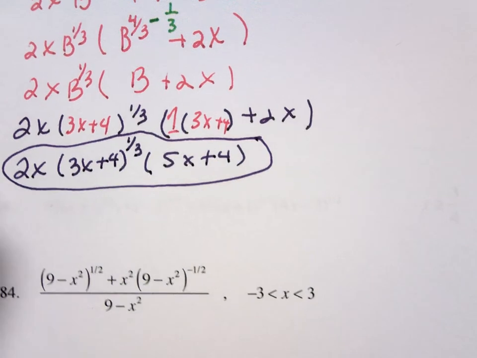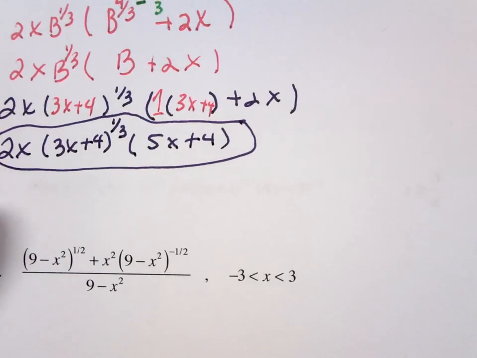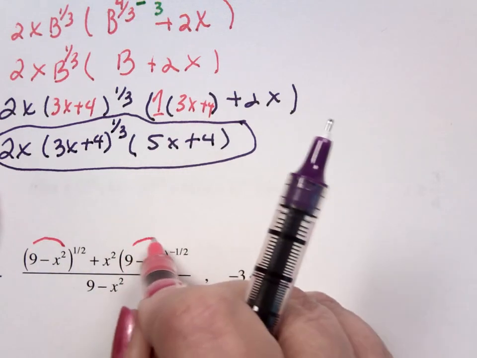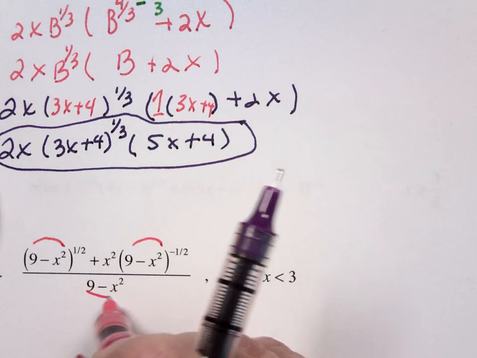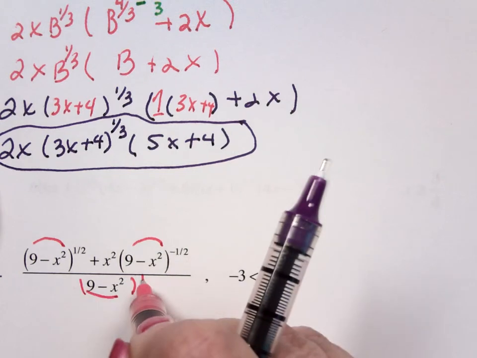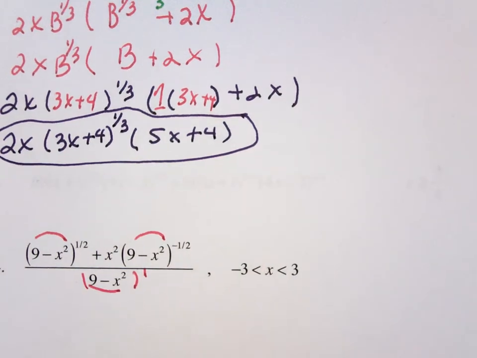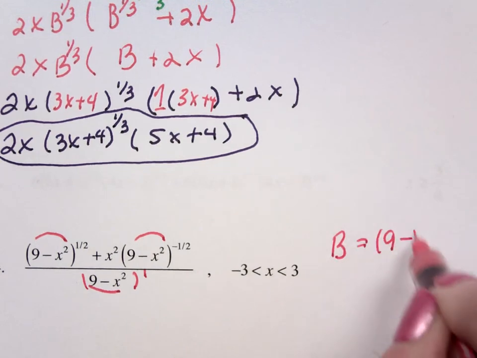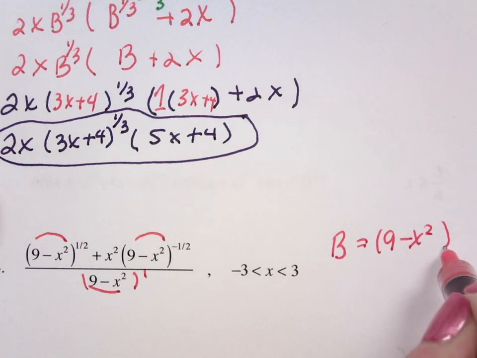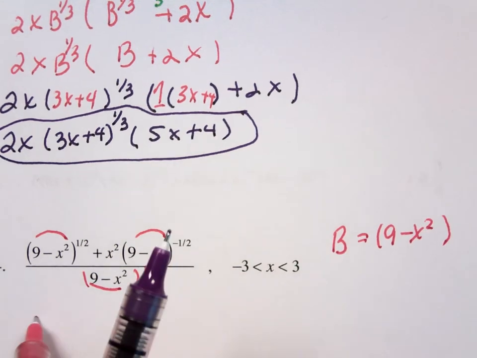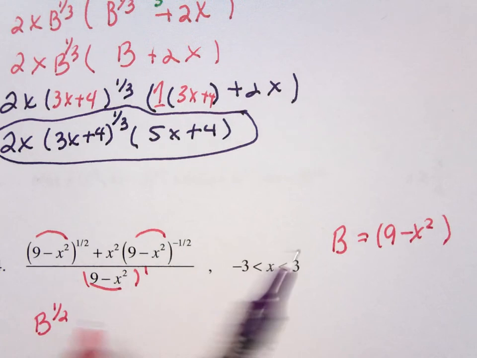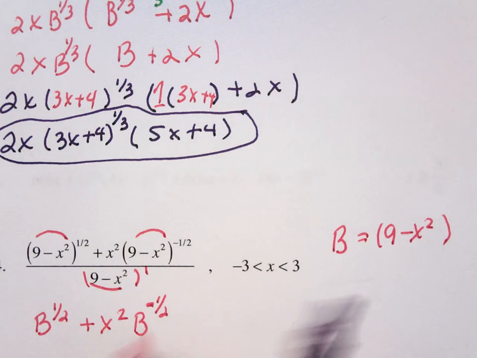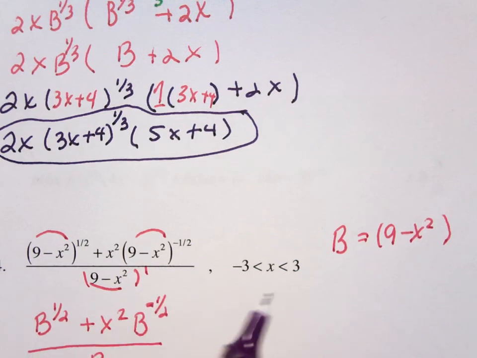Now this is truly a blob problem, where in this instance we have blob to the 1/2, blob to the negative 1/2, blob to the 1. So I'm going to let my blob be equal to 9 minus x squared. So this is going to be b to the 1/2 plus x squared b to the negative 1/2 all over b to the 1.